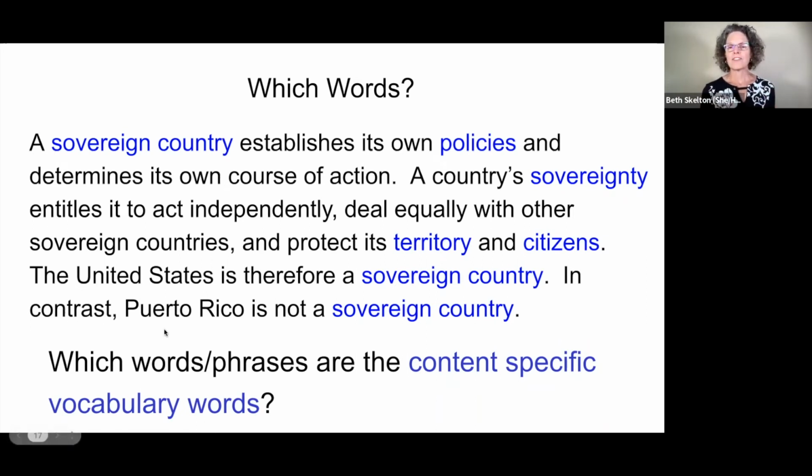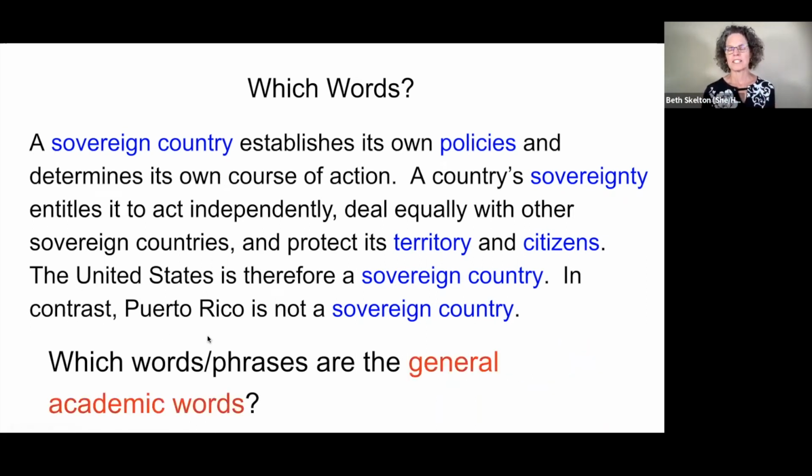But what about those general academic words, the ones that you'll see in math and in science and in social studies and maybe in music too, and across the curriculum? And there's a whole bunch of those in this paragraph. Which phrases or words would you say are general, that they're good words for all kinds of content areas? Go ahead and type those in the chat.